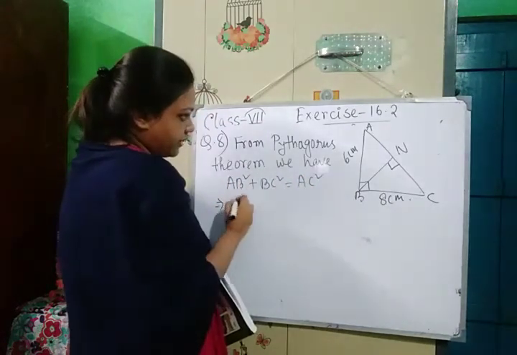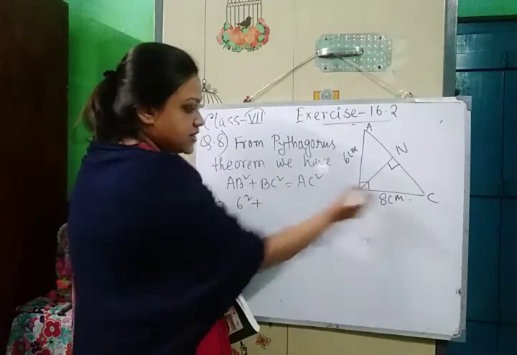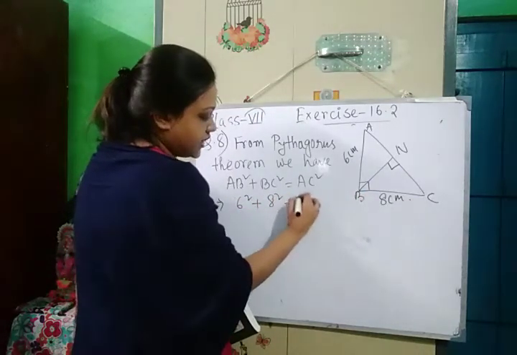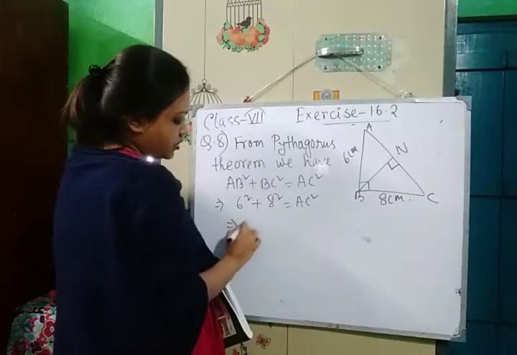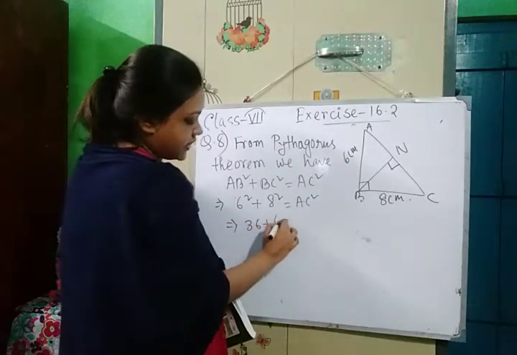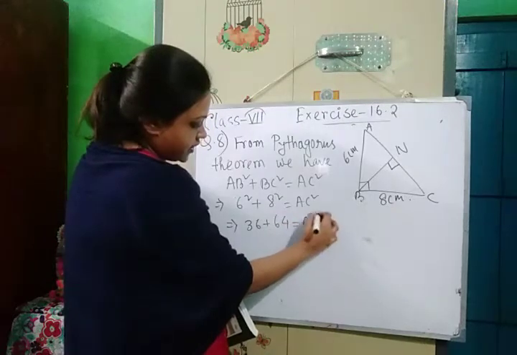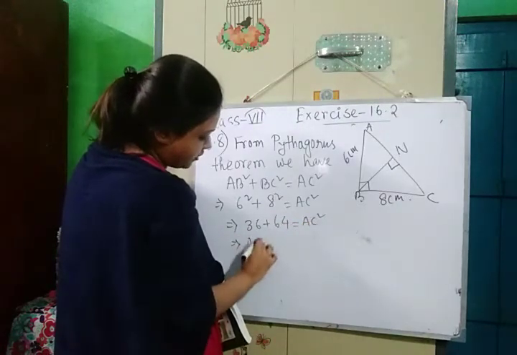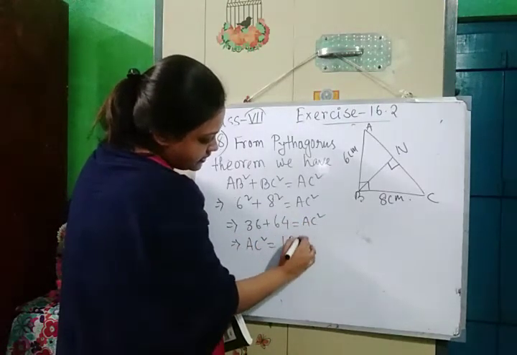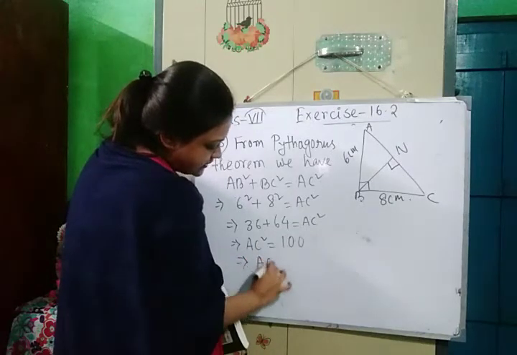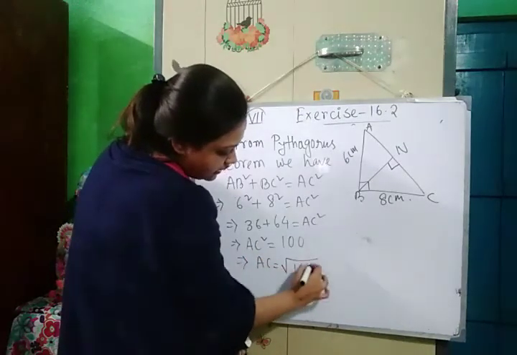So the value of AB is 6. 6 square plus BC square, means 8 square, equals to AC square. So 6 square is 36, 8 square is 64, equals to AC square. So we can write AC square equals to 100. How can we find out AC? AC equals to root over 100.